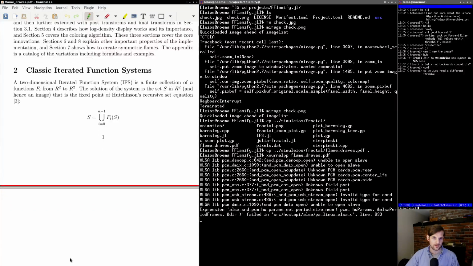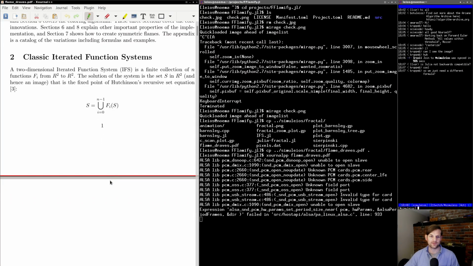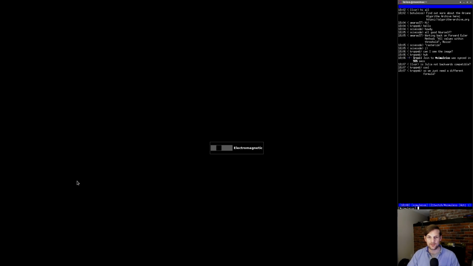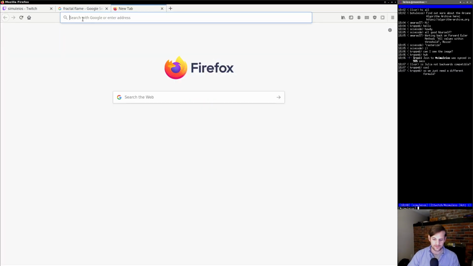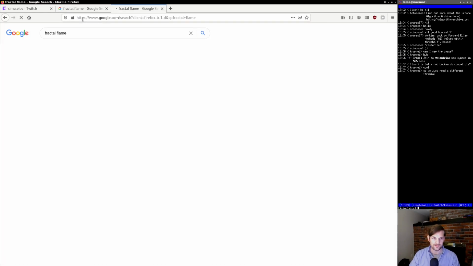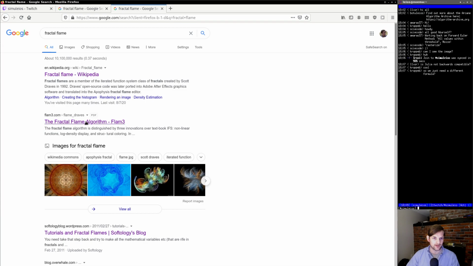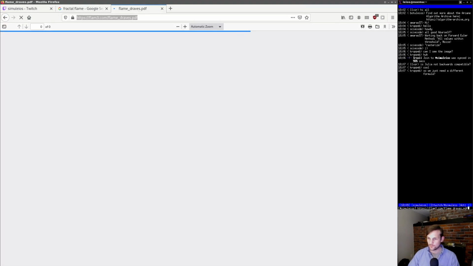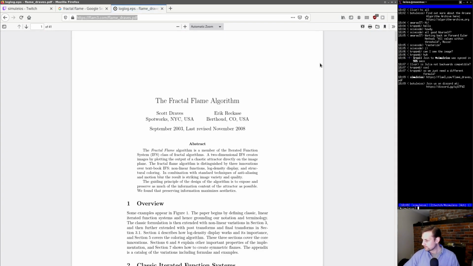Okay. So this is a paper that I typically go through when I'm doing fractal flame stuff. It's relatively easy to read. Let me give you guys a link to that as well. Literally, if you Google fractal flame, you will find this paper. It's not particularly hard to find. Here it is, right here. There you go.